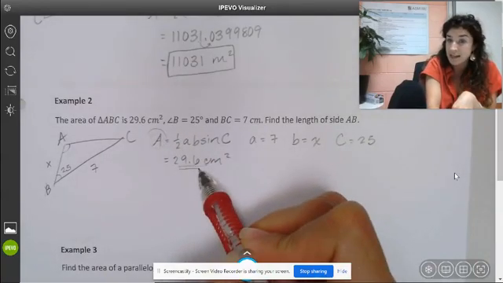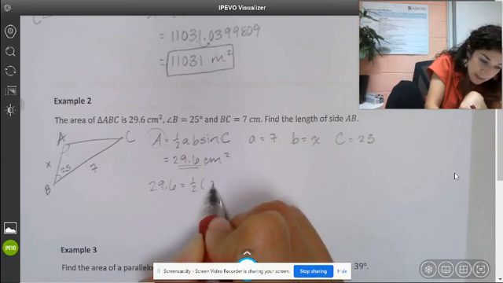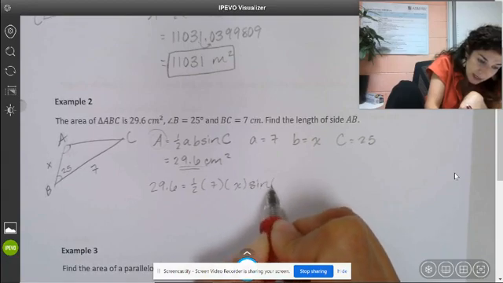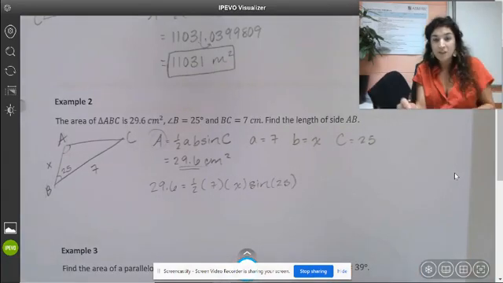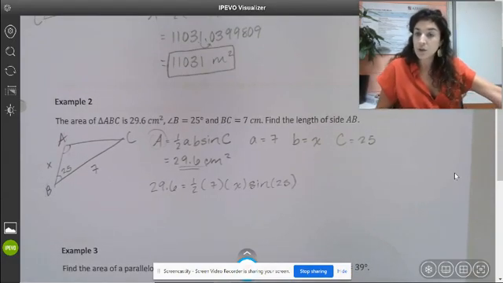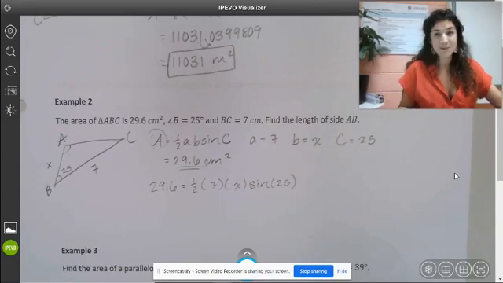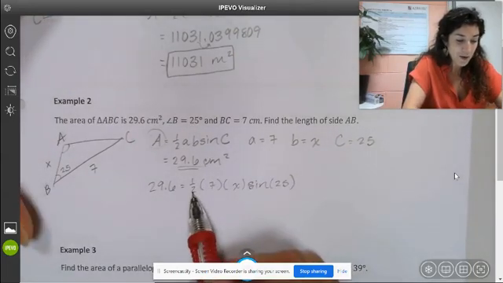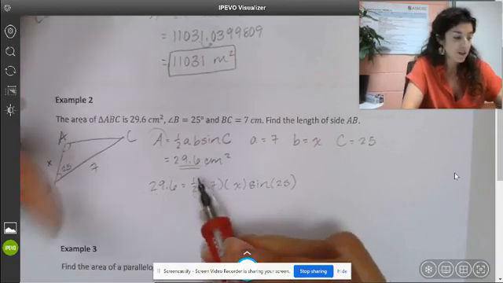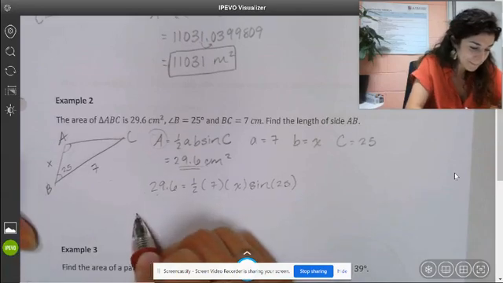For A, I plug in the area. 29.6 equals 1/2 times 7 times x times sine of 25. So you have an unknown. If you have a TI Nspire, you can go ahead and plug this into your numerical solve. If you do not have a TI Nspire, you can go ahead and multiply both sides by 2, divide by 7, divide by sine, and start moving it all around. Go ahead and tell me what your answer is.